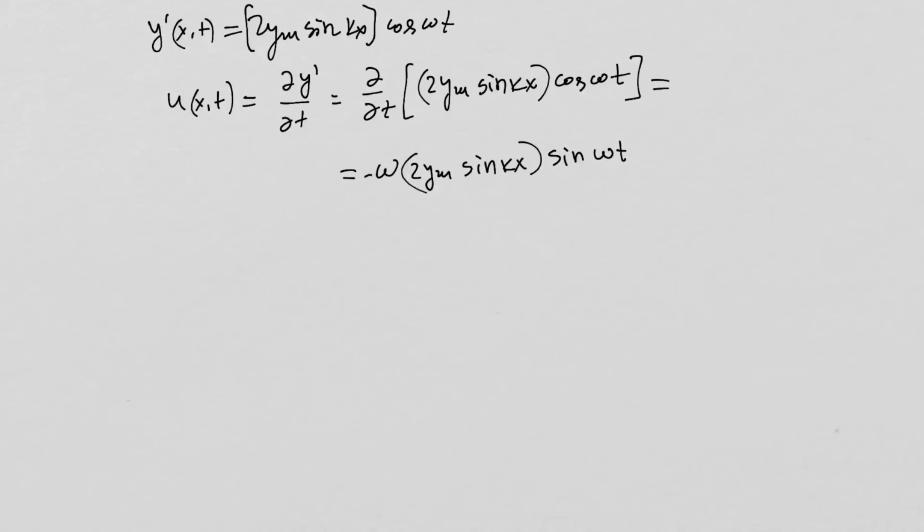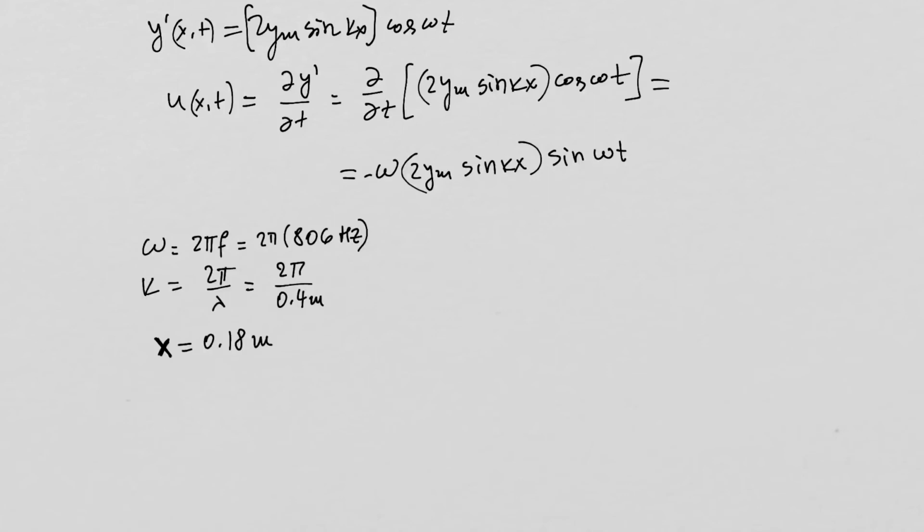So omega is 2 pi times the frequency, which we found out, so that is 2 pi times 806 Hertz. K is 2 pi divided by the wavelength lambda, which we also found, so k is 2 pi divided by 0.4 meters. And we want to find the amplitude of the transverse velocity at x equal to 0.18 meters. The one thing that we need to figure out is the value of ym.